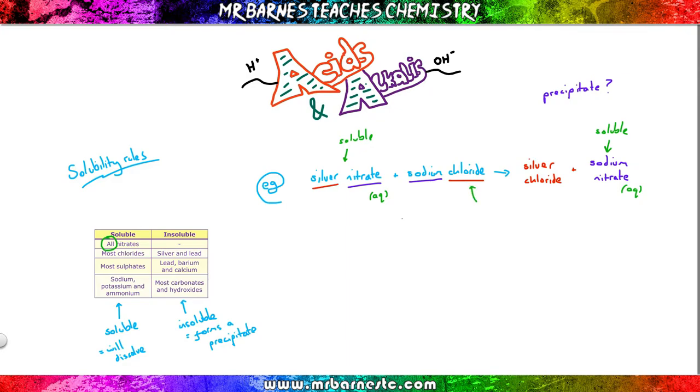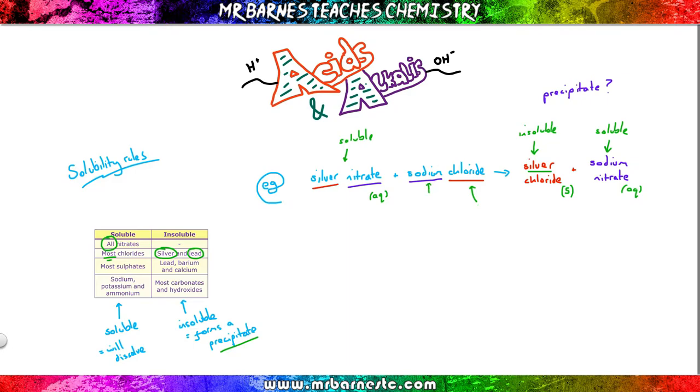The next thing we want to do is have a look at our chlorides. Now, you can see here, most chlorides are soluble, except for silver and lead. So we have a look back over here. I've got silver chloride. That is one of my ones that's insoluble. So that's going to be my precipitate. So my state symbol will be s because it's a solid.